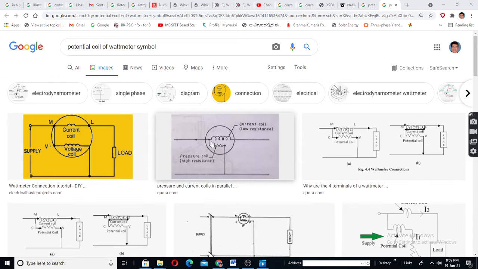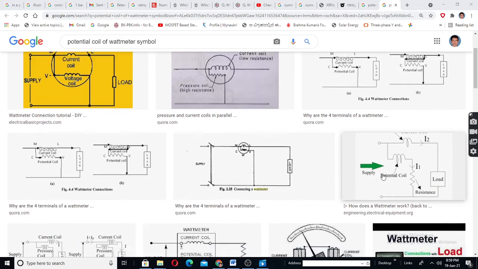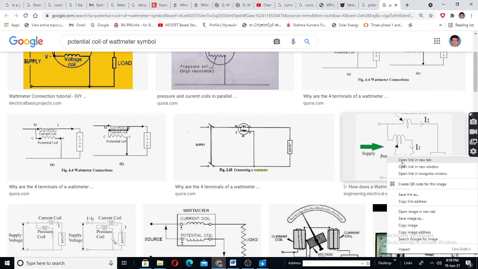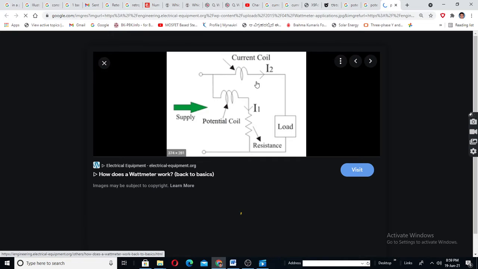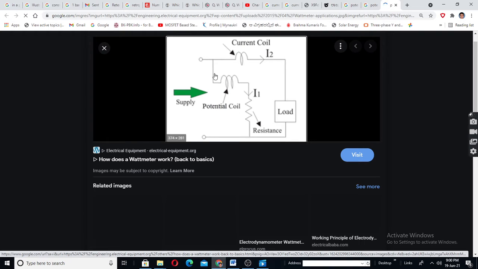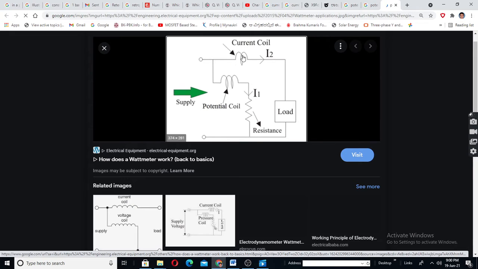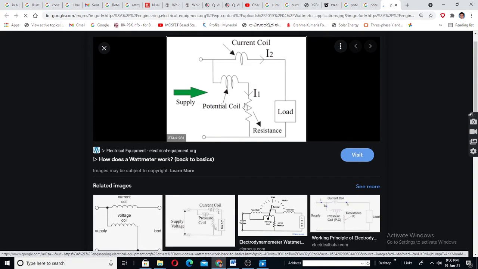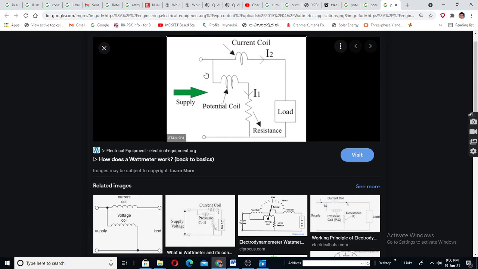Okay, some show here more number of turns also. Anyhow, here they have shown high resistance. See, they have written here high resistance, low resistance. Else, better always show one or two turns here. Some show like this. See here, the current coil like this. The potential coil is shown with more number of turns than this, plus a series resistance. So you can show it in any way.